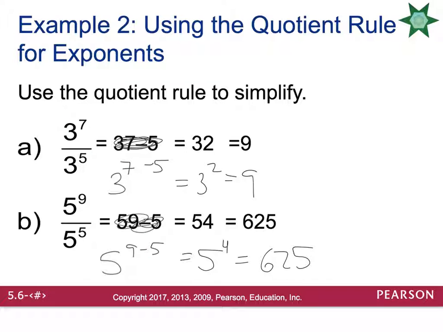Sometimes these exponents don't come out in these slides very well. So here we're taking 7 minus 5 to get 3 squared, which is 9. And here we're taking 9 minus 5 with our base of 5 to get 4. And 5 to the 4th is 5 times 5 is 25, times 5 again is 125, times the 4th 5 is 625. So that's just multiplying 5 four times.